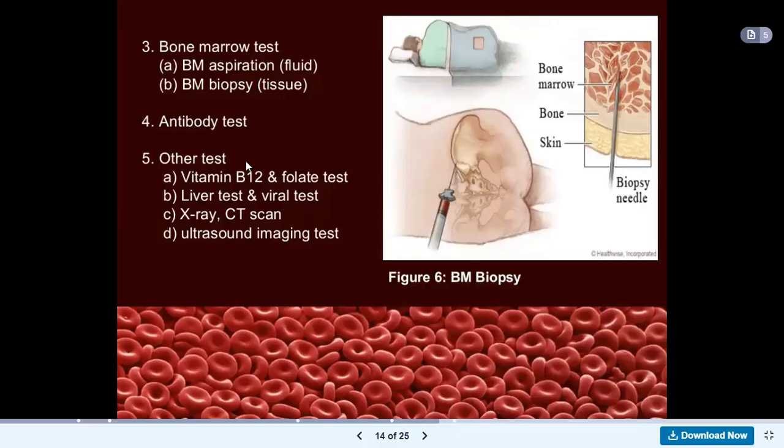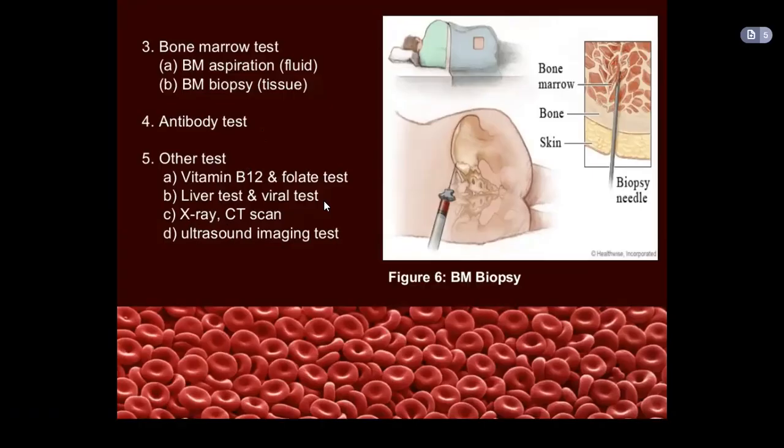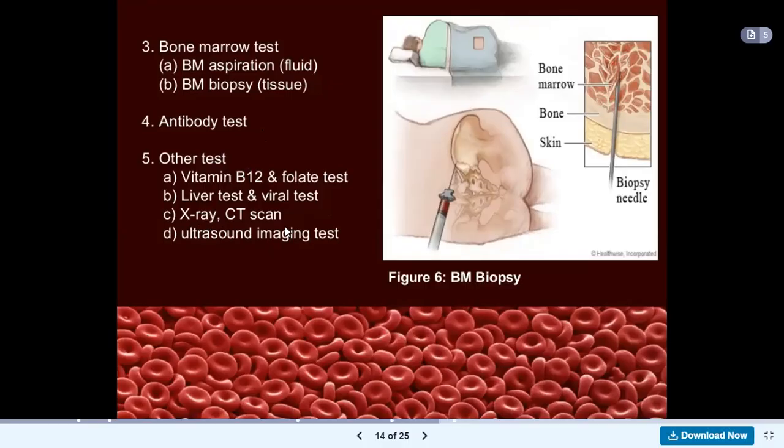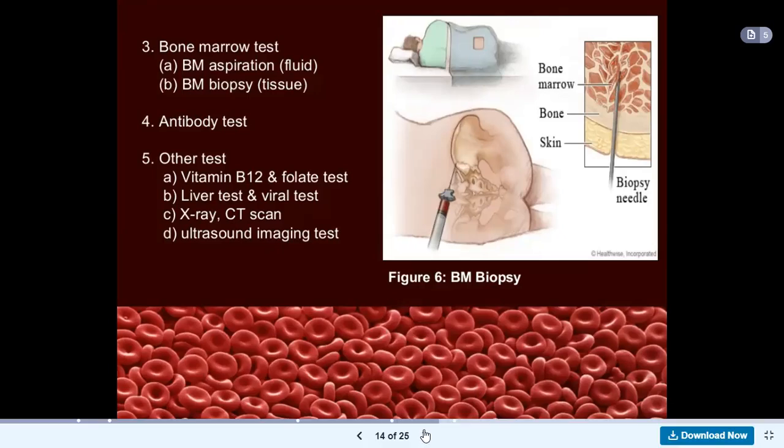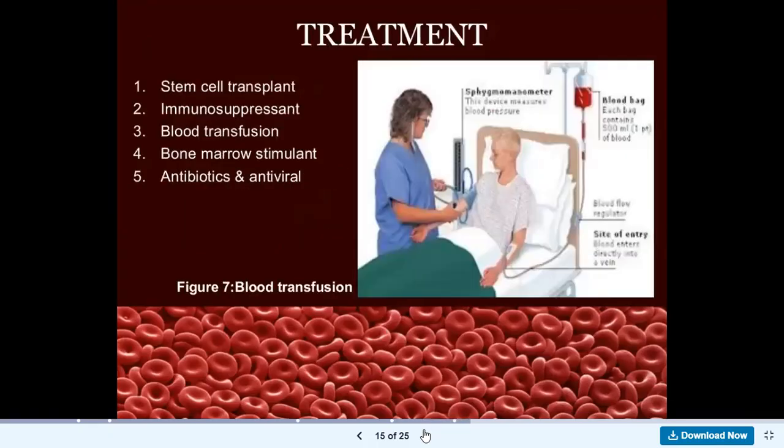You could do other tests, vitamin B12 and folate tests. You could do some liver tests and viral tests to know if there are some viral infections that are responsible for the aplastic anemia. You could do X-ray also. You could do CT scan. You could do some ultrasound imaging tests just to be sure to find what the problem actually is with the bone marrow. Most times, you find that the bone marrow is replaced with some fat tissues, so the stem cells and the osteocytes are replaced with some fat tissues, and they cannot produce enough blood cells.